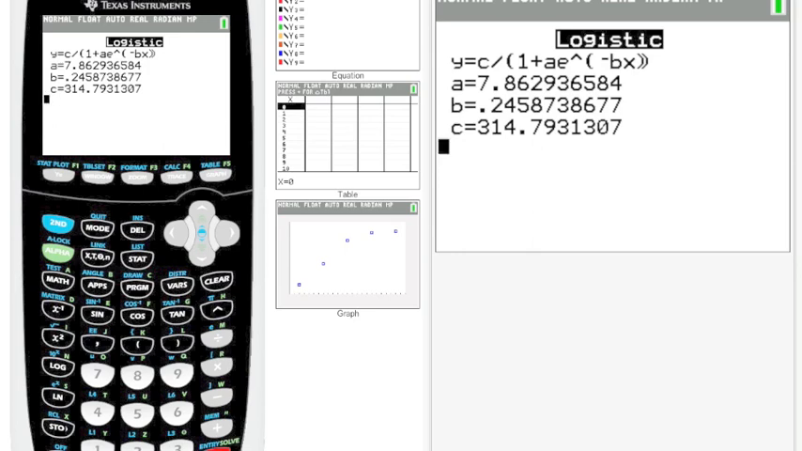While it's thinking about this, all I'm going to do is look at this equation. It's asking me what is the carrying capacity, so there's a maximum. The way that this function is written, C is on top, and C is 314. So that means that this thing can only handle a temperature of 314.79 degrees. And that is the end of the question.